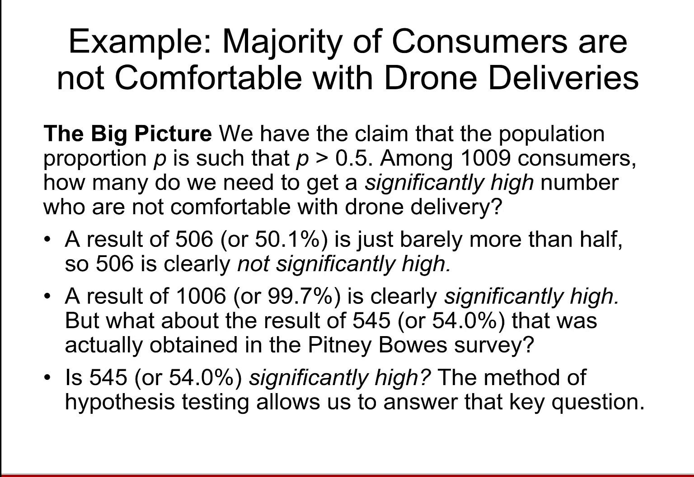Among 1,009 consumers, how many do we need to get a significantly high number who are not comfortable with drone delivery? A result of 506, or about 50.1%, is just barely higher than half. So we probably wouldn't conclude that that would be significantly high. A result of 1,006, or 99.7%, is clearly significantly high. But what about the result that we saw in this study of 545, or 54%? Is that significantly high? The method of hypothesis testing allows us to answer that key question.